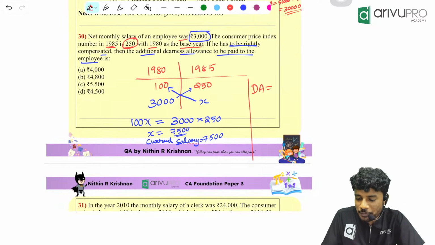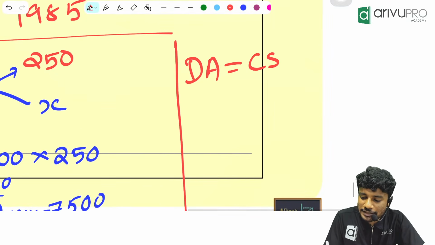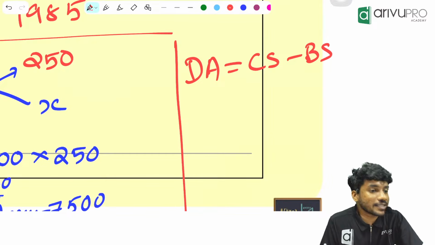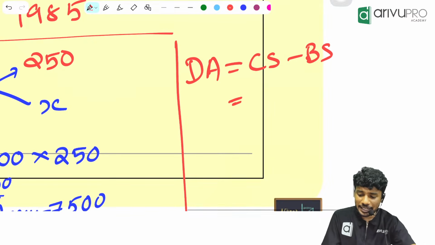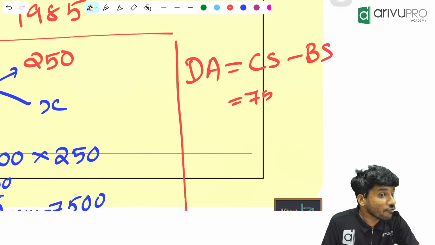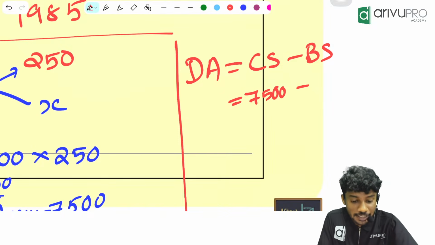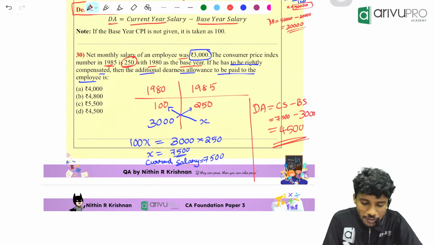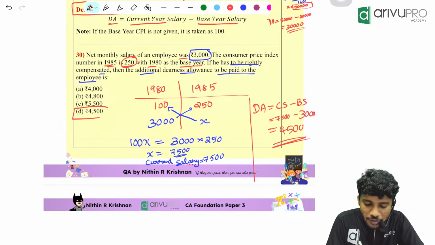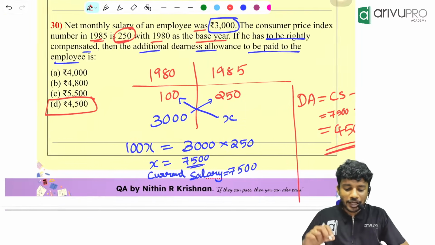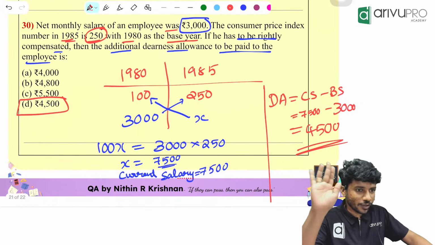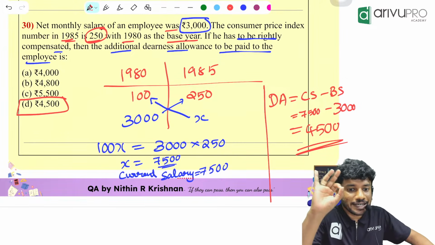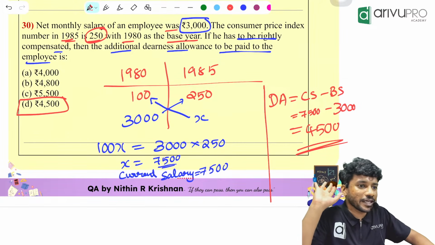DA is current salary minus base year salary. The current salary is 7500. The base salary given in our question is 3000. So the DA they are paying is 4500. The answer is Option D. That means the company should pay this much additional allowance so that the employee will be paid rightly. That is the main meaning.